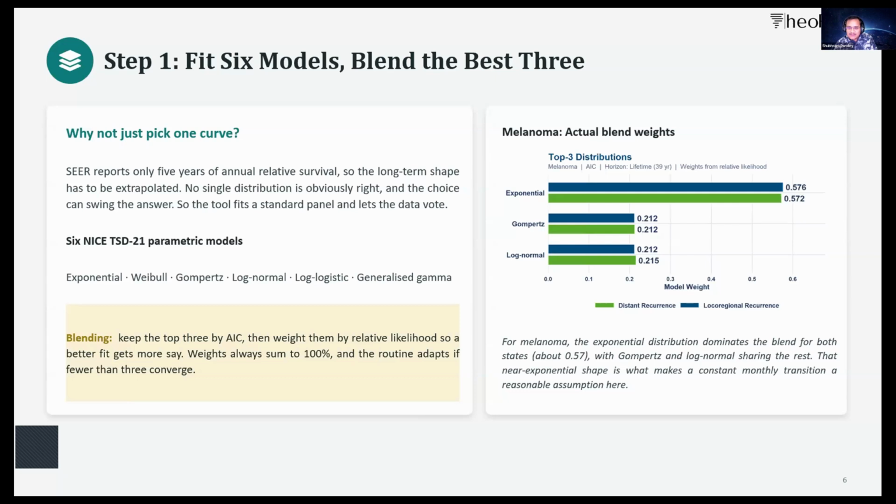And yes, for the BIC fans in the room, you can switch the criteria. In the package, we have an argument where you can switch the criteria, whether you want to blend based on AIC or blend based on BIC. So we don't take sides in that particular war. For melanoma, the exponential does most of the heavy lifting. You can see for both distant recurrence and local regional, the blending weight comes out to approximately 50%, a bit over half of the blend.